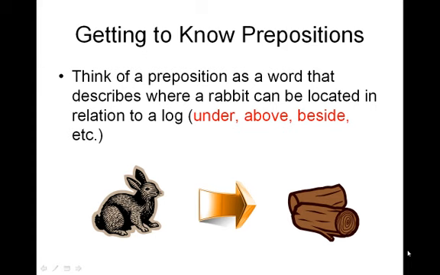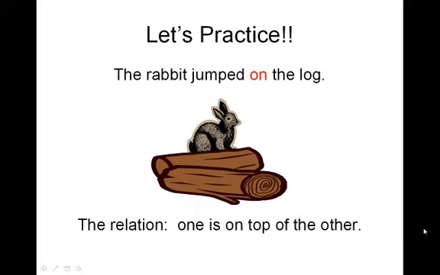Getting to know prepositions. Think of a preposition as a word that describes where a rabbit can be located in relation to a log. Here's the rabbit, and here's the log. The rabbit can go under the log, it can go above the log, or it can go beside the log. You get the picture. So let's practice.